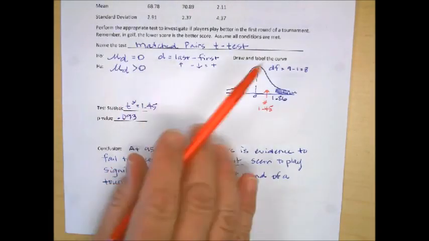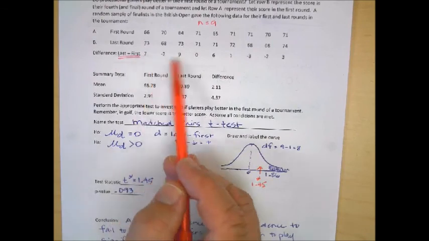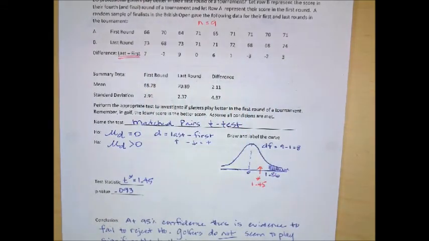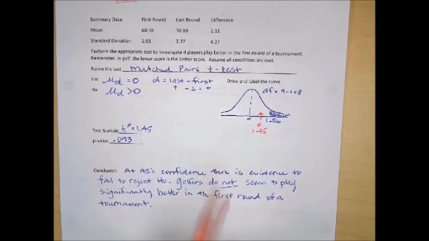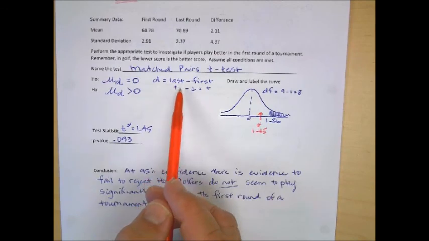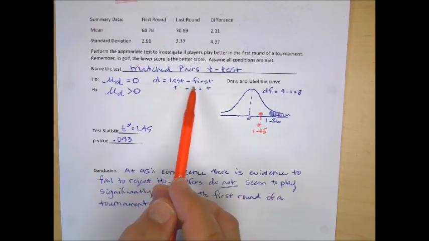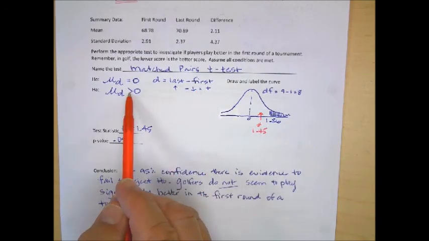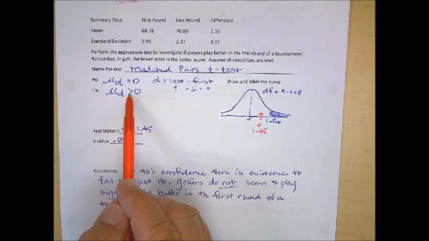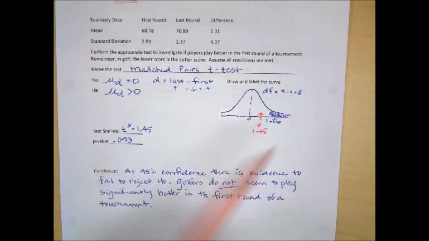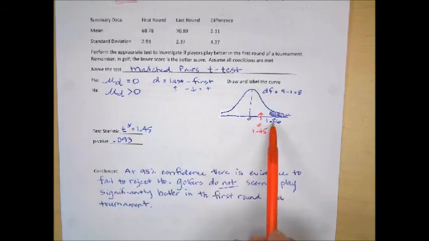If you notice, most of these numbers are positive, a few of them are negative, but most of them are positive. Now, define the D. D equals last minus first. So a higher number minus a lower number is expected to be a positive number, and that's why that's the alternative hypothesis. Okay. 8 degrees of freedom. So the critical point on the t-chart is 1.86.